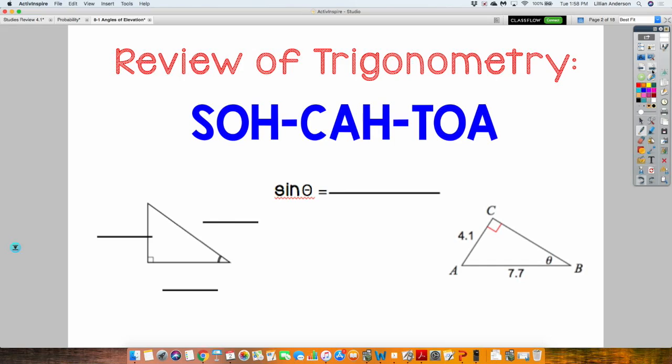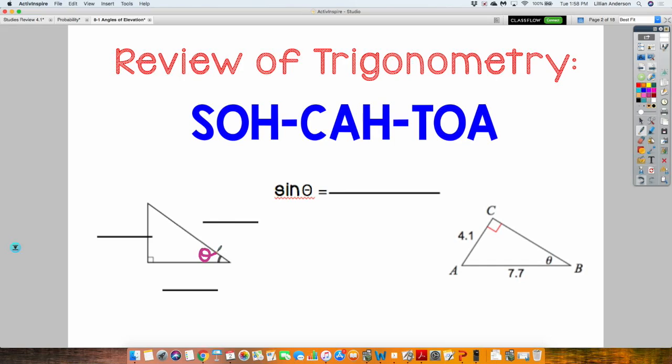SOHCAHTOA, okay? SOHCAHTOA was the little thing that you were taught back in geometry of how to find side lengths and angle measures of right triangles, specifically right triangles, okay? Here's an example of a right triangle, okay? Each side has a respective name, okay? And it's based off of some type of given angle, okay?